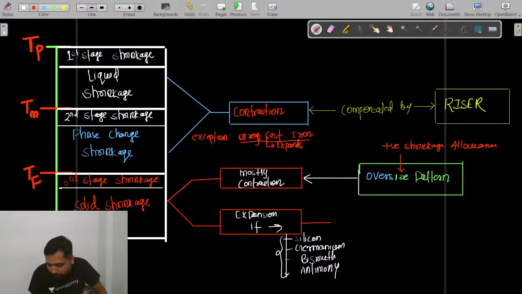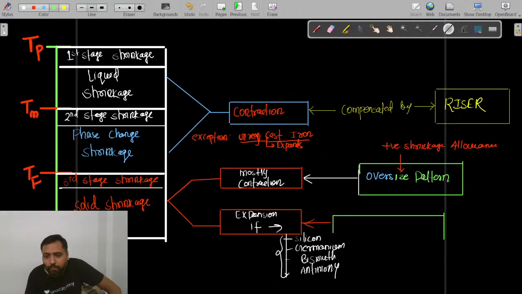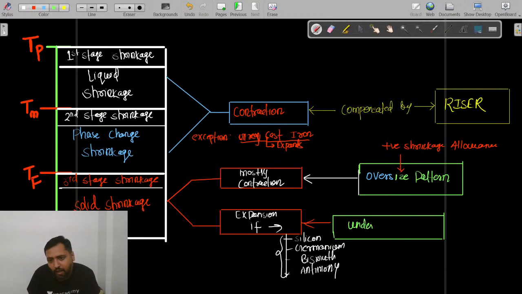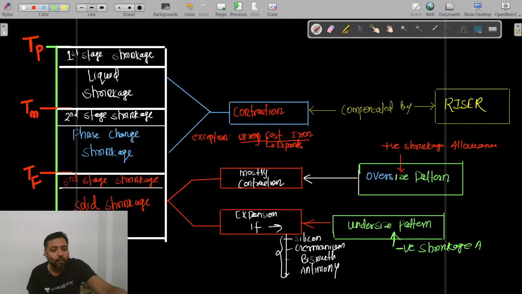But in this case, when expansion is happening, what will you be doing? You will be making an undersized pattern, because expansion is going to happen. So instead of making the pattern larger, we'll be making the pattern smaller, so that even though it expands, it comes to its original size. So you are going to make the undersized pattern, and making this undersized pattern is what we call taking negative shrinkage allowance onto the pattern.